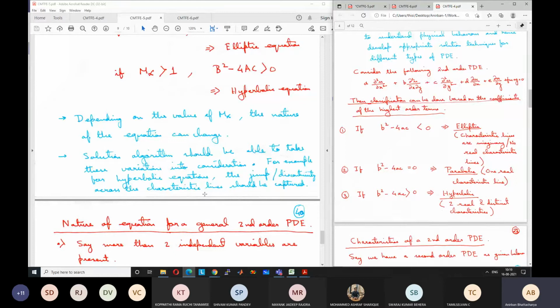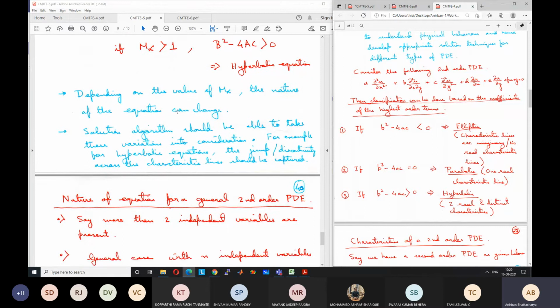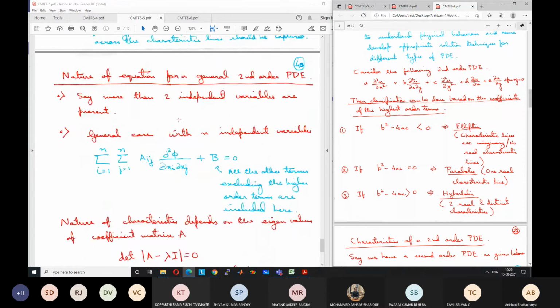So this is just an example, just to show you that the same equation can have different nature depending on some variable value. Any questions?